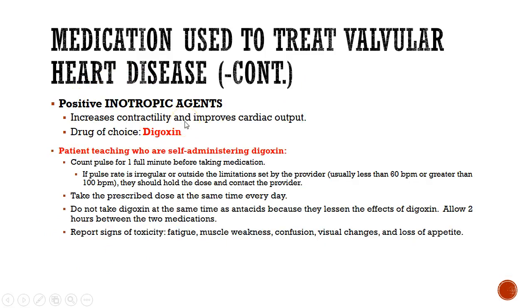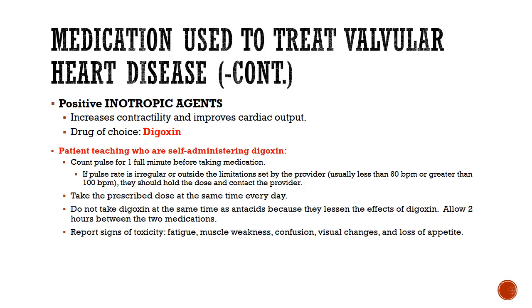So your inotropic agents, the big one is digoxin. That's going to help increase the contractility, improve cardiac output. So it's basically helping to make the squeeze of the heart more efficient when it pumps the blood out into the vasculature. So know your patient teaching if they're having to self-administer, to count the pulse for 1 full minute before taking the medication. If the pulse is irregular outside the limitations set by the provider, a lot of times it's if the pulse rate's below 60 or over 100, they need to hold the dose and contact their provider. Take at the same time every day.